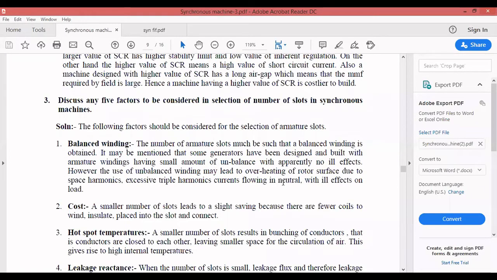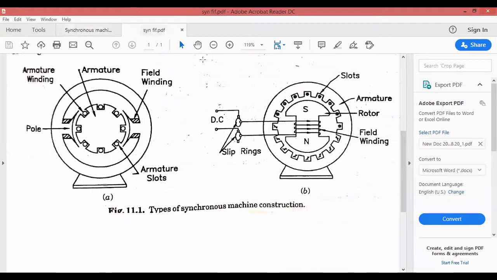So what if you don't go for balanced winding, meaning all three phases should have the same number of turns? If there is an unbalance, it directly affects the rotor side. The rotor side is the second figure, the field side, where we have the projection of poles. It directly affects the rotor surface. Due to the unbalanced winding, the main thing that happens is overheating of the rotor surface.